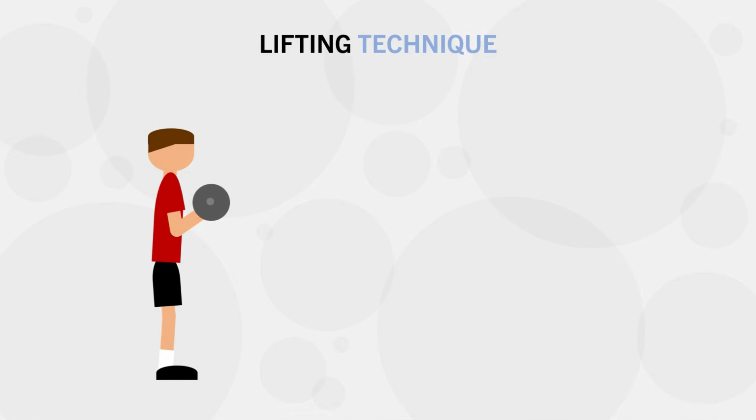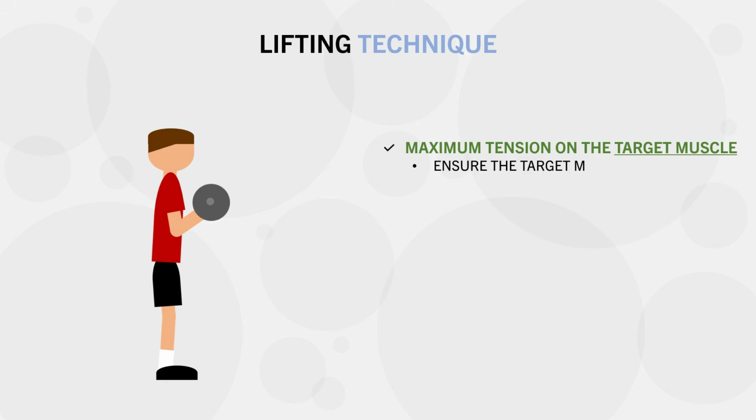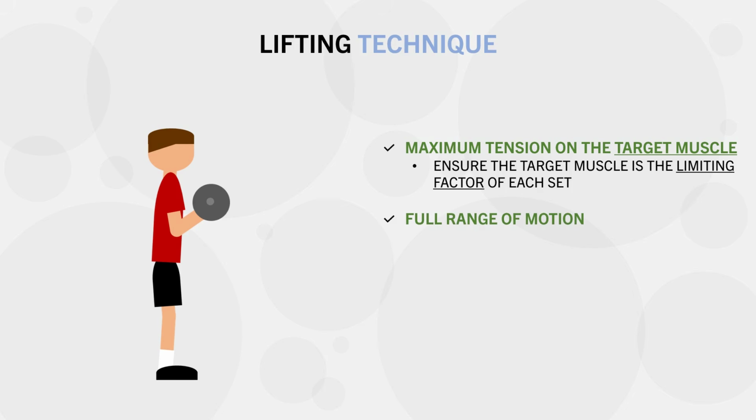First, we want to lift in a way that puts maximum tension on the target muscle and minimum tension on other accessory muscles. This will ensure the target muscle is the limiting factor of each set, so that it is maximally stressed and no other systems limit performance. Second, we want to train with a full range of motion for whatever lift we are performing. This has been clearly shown to be superior for muscle growth for most exercises, likely because it usually stresses the muscle at longer lengths.